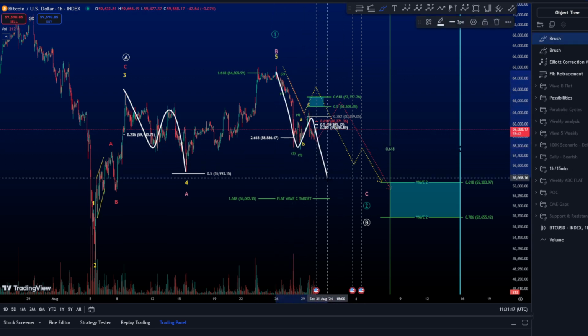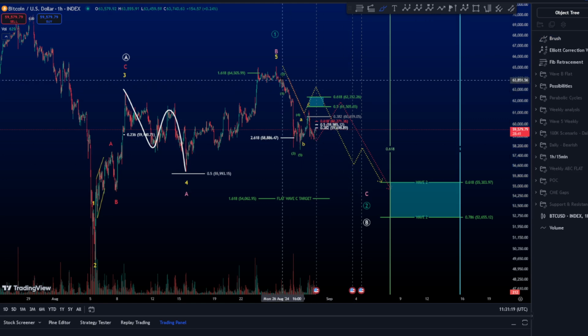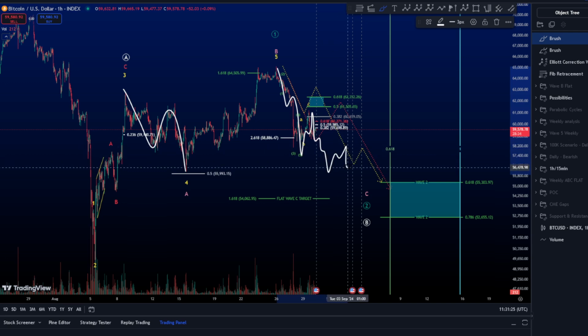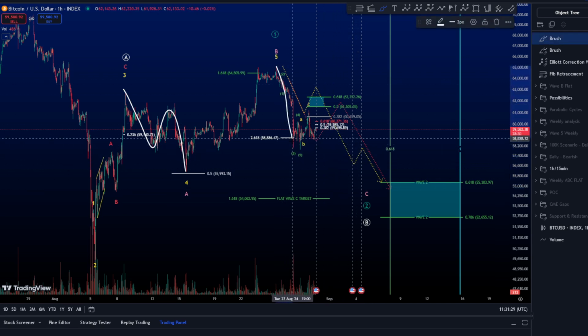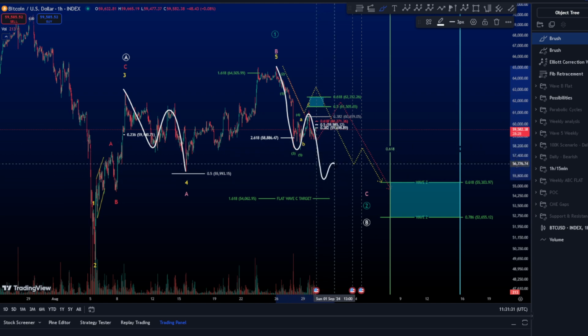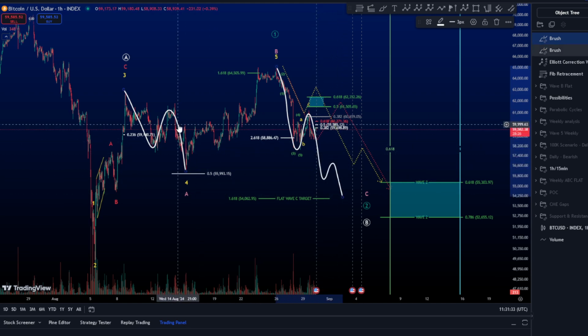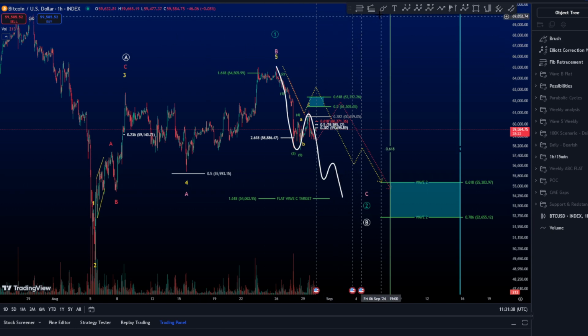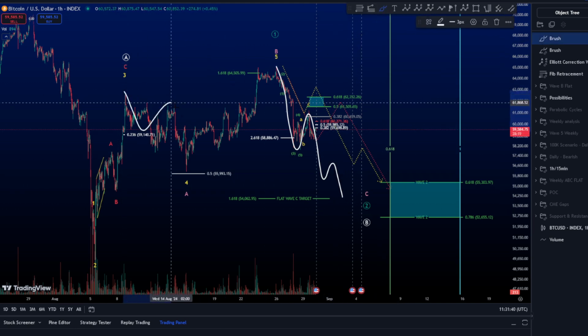So 5, 3, 5, 3. If we had started just with a zigzag, then it can be 3, 3, 3, and all the waves can be just zigzags. However, this is the first option, as a diagonal. Contracting diagonals are your first option, and we are then in a flat, right? We are in a flat.